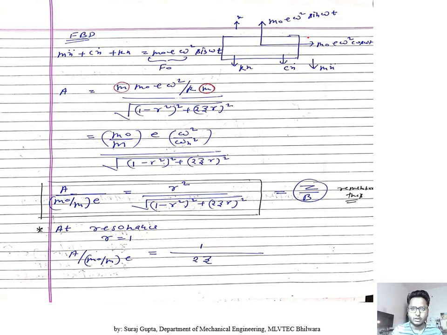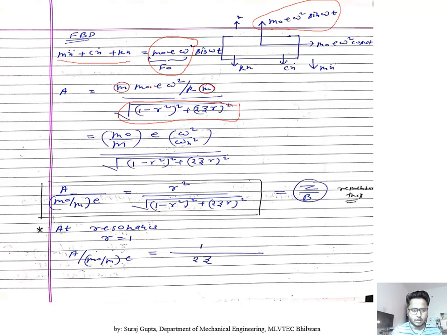So this is the total downward force, and this is the total upward force. We are going to take this term, m0 e omega square, as F0. We have done this type of free body diagram in previous lectures, in which we have the formula A equals F0 by k, divided by the root of this term. This term you have to remember every time in vibration.